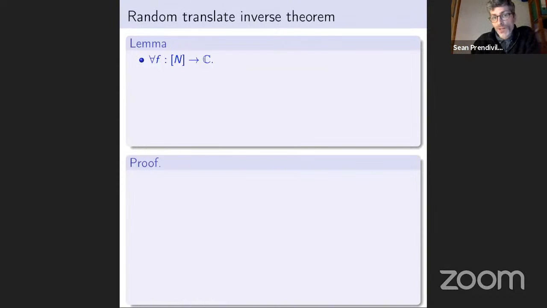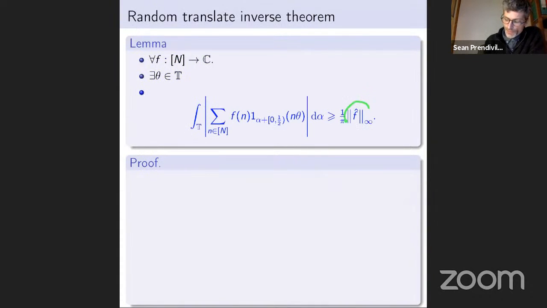Okay, let me show that these random translates control our L infinity Fourier norm. So for any function f on this interval, you can find a frequency theta such that the L infinity Fourier norm is bounded in terms of the correlation of our function f with one of these random Bohr translates. It's a little hard to parse this when you first see it, but I'm just saying that if f has a large Fourier coefficient, then it correlates with one of these Bohr translates with alpha chosen uniformly at random from our circle.